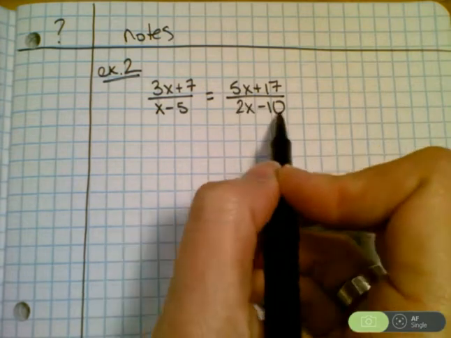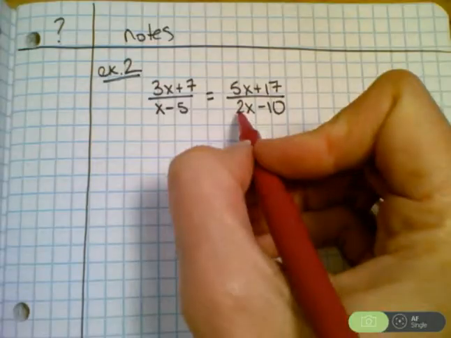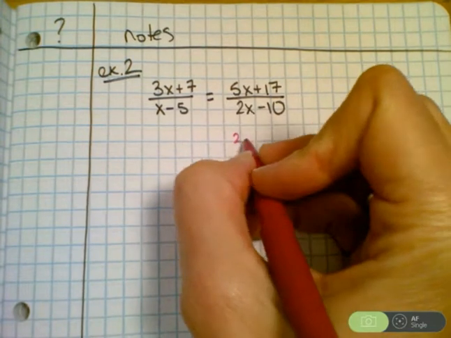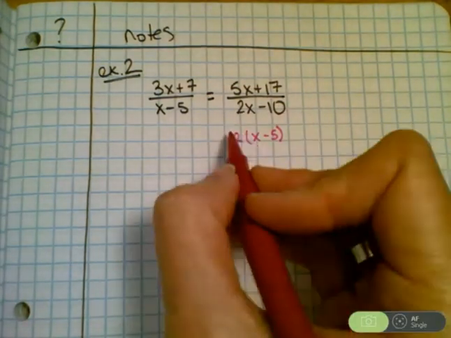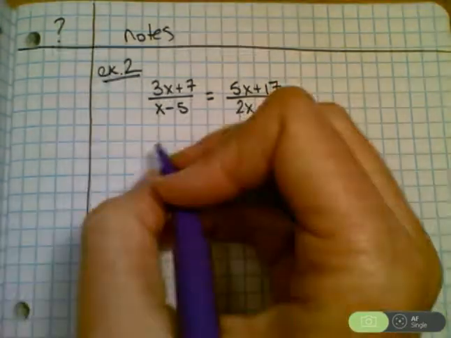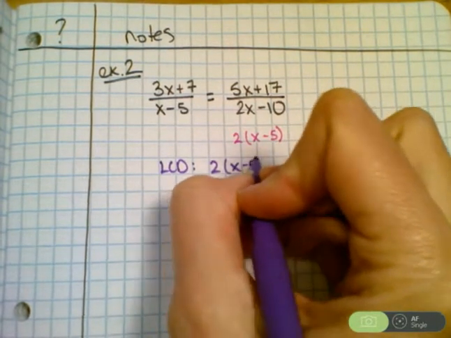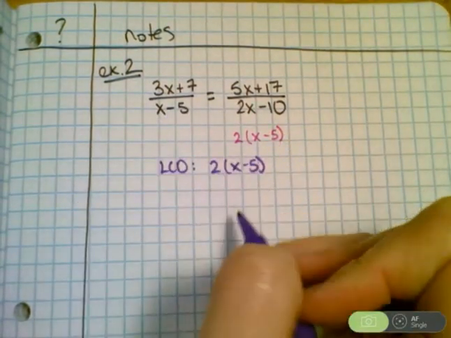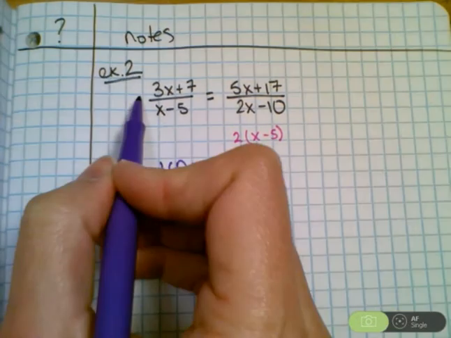So what we want to do is factor this part. When we factor that part, 2x minus 10 is really 2 times x minus 5. Well, that's kind of convenient because I already have an x minus 5 over there. So my least common denominator for this problem is going to be 2 times x minus 5. I don't need 2 copies of x minus 5. I just need 1.